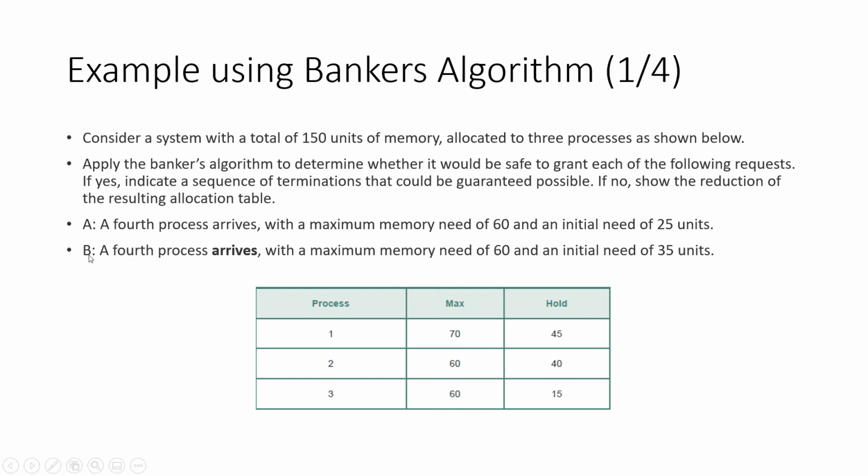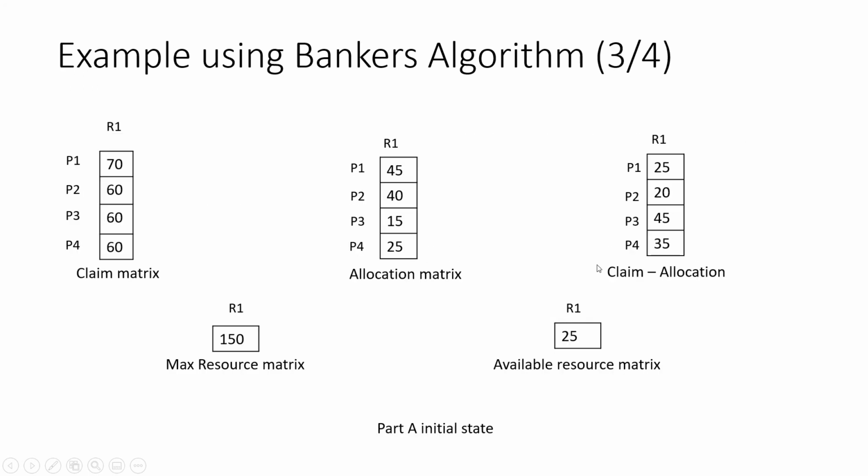So what about part B of the question? Now in part B it says, what if a fourth process arrives with a maximum memory need of 60 and initial need of 35 units? So if the fourth process arrives, it has 60 required and 35 units initially allocated. So 60 minus 35, it'll need 25 more units of memory. But due to this number changing, our available resource matrix is also going to change.